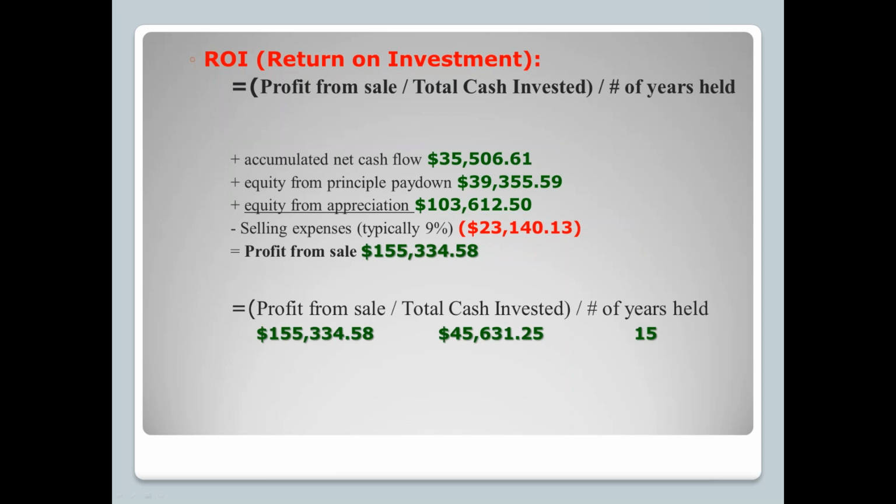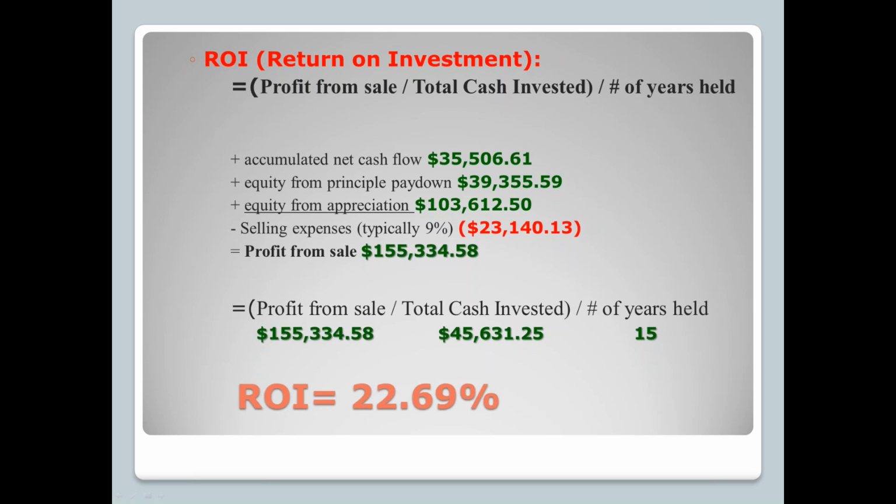So then we plug the numbers into the formula, 155,334 divided by 45,631.25. Then we divide it by the number of years we held the property. In this example, we held it for 15 years. So our annual return on investment is 22.69%. Once we sold the property, we made 22.69% return on investment every single year.